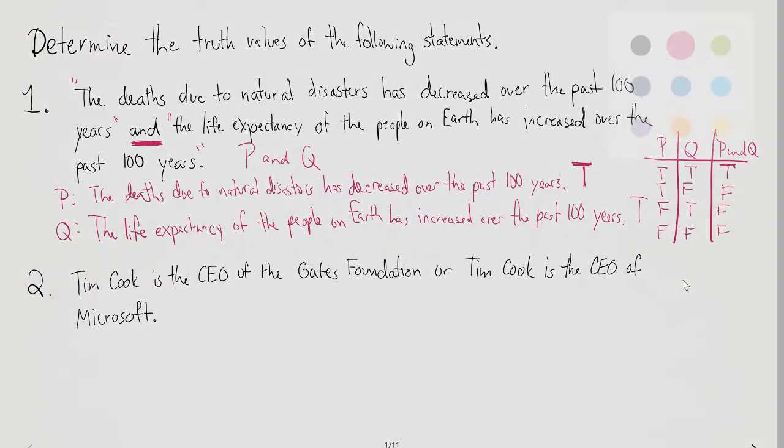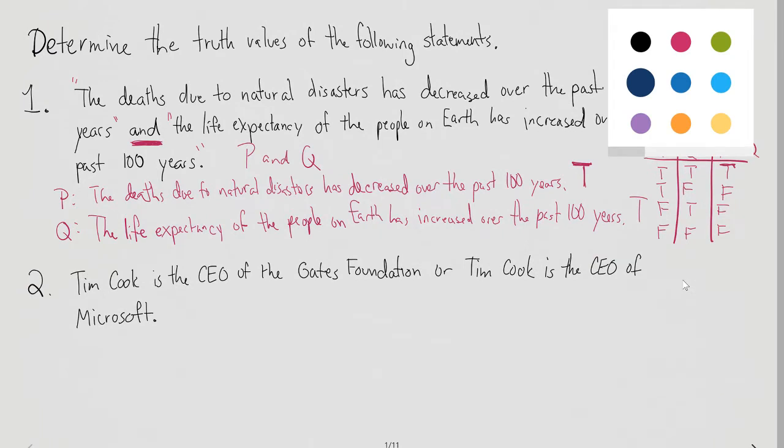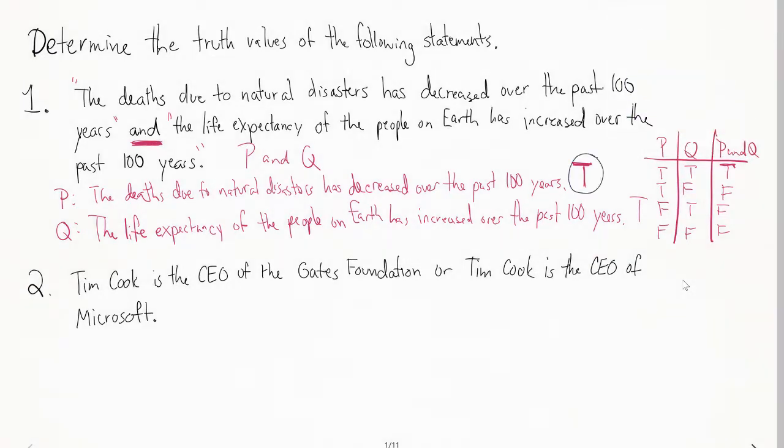Okay, so now if you take a look, which scenario do we have here? Well, notice our P value is true and our Q value is true. So here's our P values being true, and here's our Q values being true. So notice the only one where we have the matching in both parts is this. That means our truth value for P and Q has to be that T right there. So this truth value is actually true, and that's how we go about getting our answers.